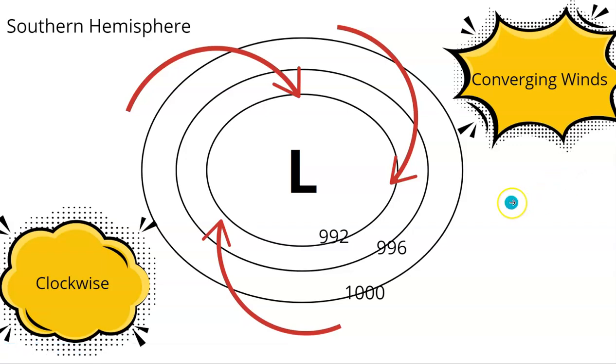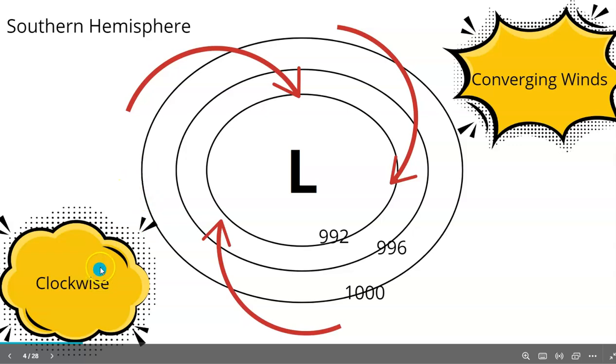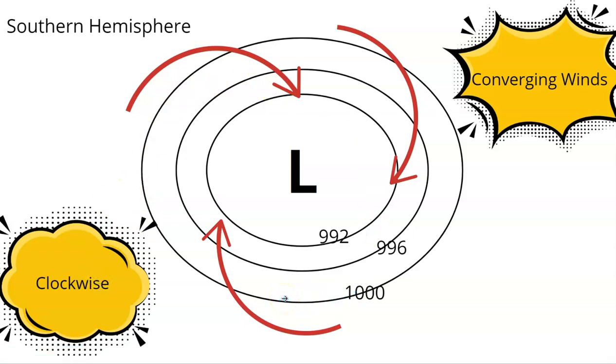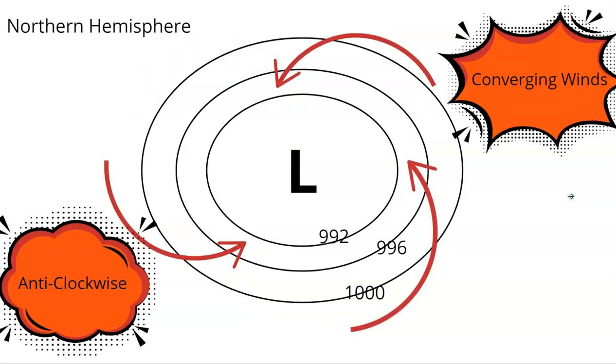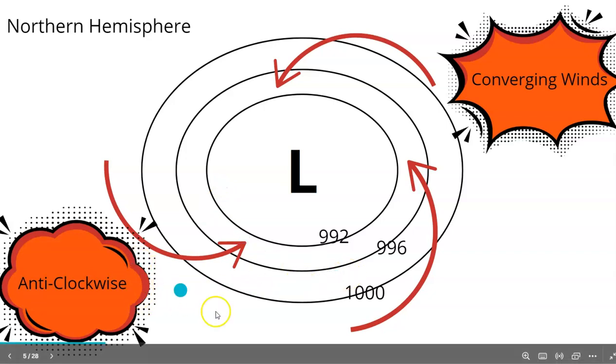So this is the winds that would blow into a low pressure cell in the southern hemisphere. So mid-latitude cyclones, as we said, is a low pressure cell. It's going to have converging winds that would blow into it. So converging means to come together. So these winds are coming together into the low pressure cell. And an important thing to remember is that they're going to blow clockwise in the southern hemisphere. In the northern hemisphere, the same principle applies, except they blow anti-clockwise.